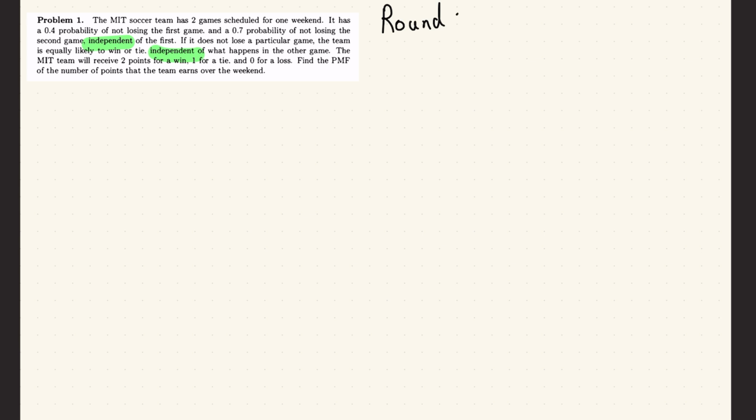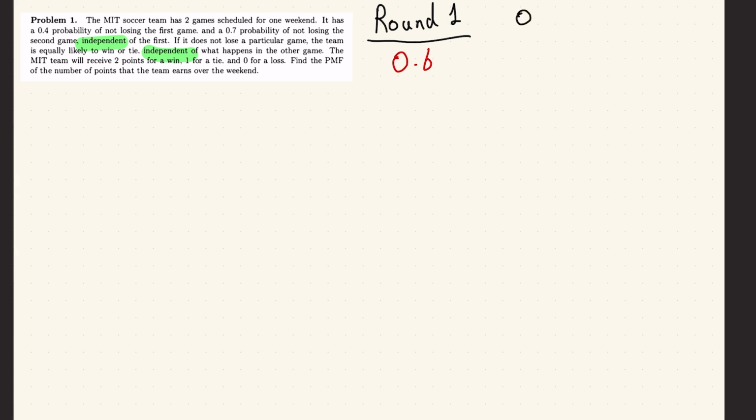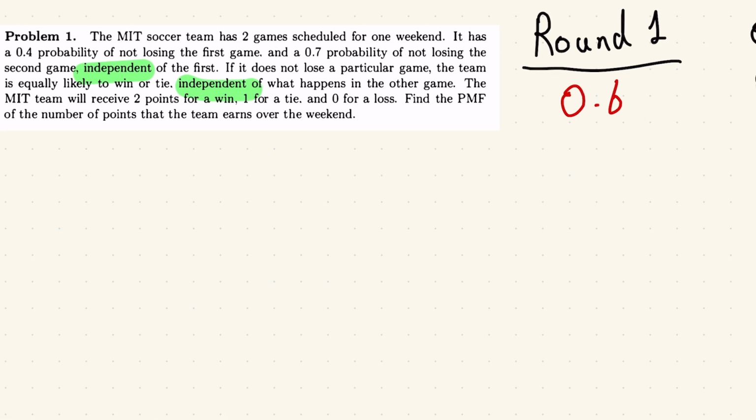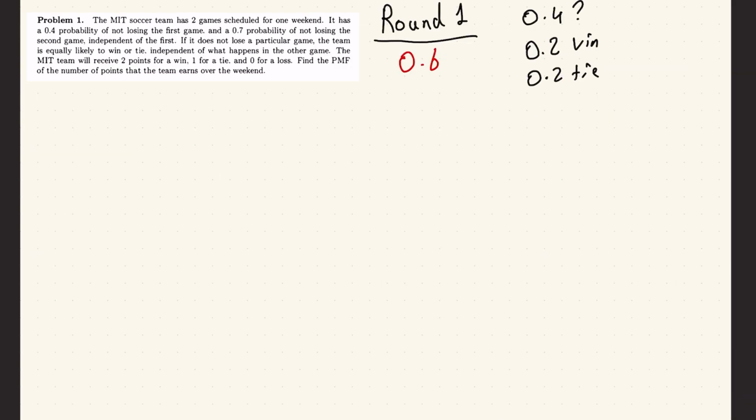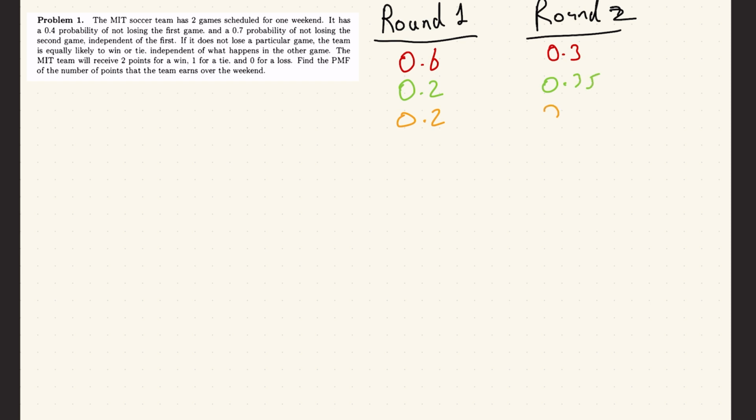Now, in round one, the probability of the MIT team losing is 0.6. The probability of them not losing is 0.4. So what does this mean? This means that the probability of them winning is 0.2 and the probability of them tying is also 0.2, because it says the probability of them winning or tying is equal. For round 2, we can do something similar. Here it says the probability of them not losing the second game is 0.7, which means the probability of them losing is 0.3. The remaining probability, 0.7, will be divided by 2, giving us 0.35 for them winning and 0.35 for them tying.